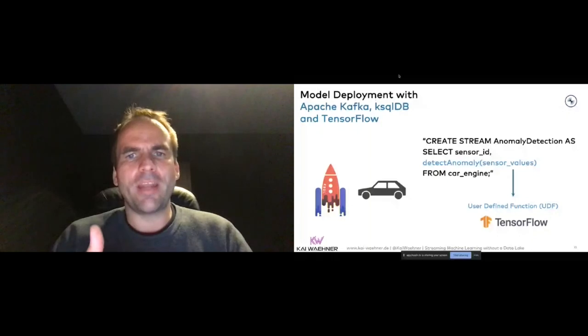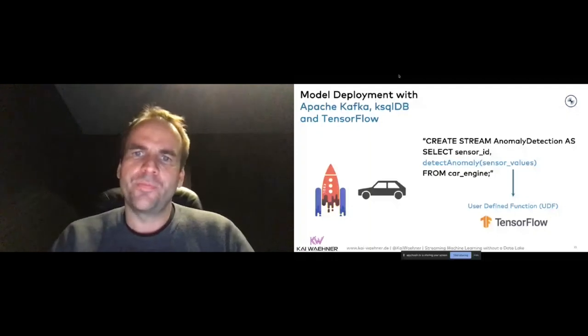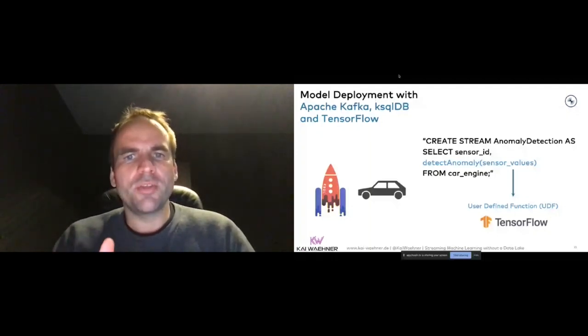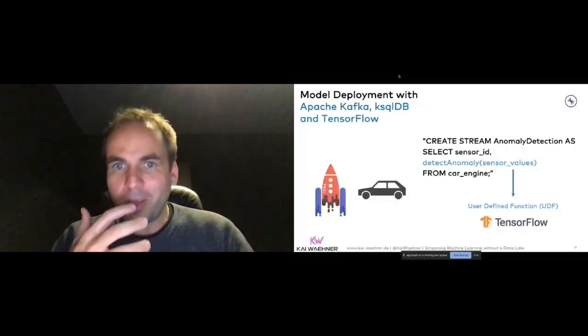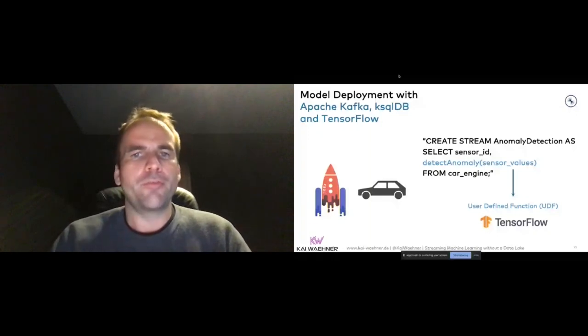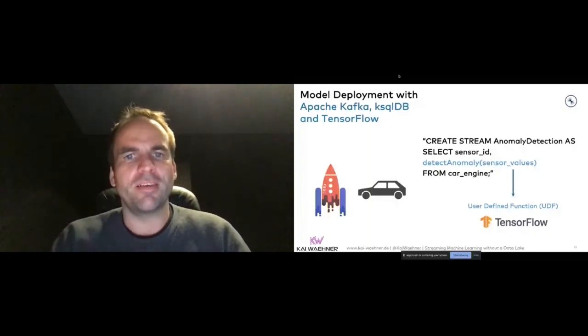Here is one example again with KSQL. So this is so powerful. Here is a very simple query. We create an anomaly detection where we consume the sensor ID from the cars, and we use a user-defined function, which I implemented, detect anomaly, which uses the sensor values. And under the hood, we embedded this anomaly detection with the TensorFlow model, which we trained before in the cloud. And with this, we can do model predictions in real time at scale for millions of events.